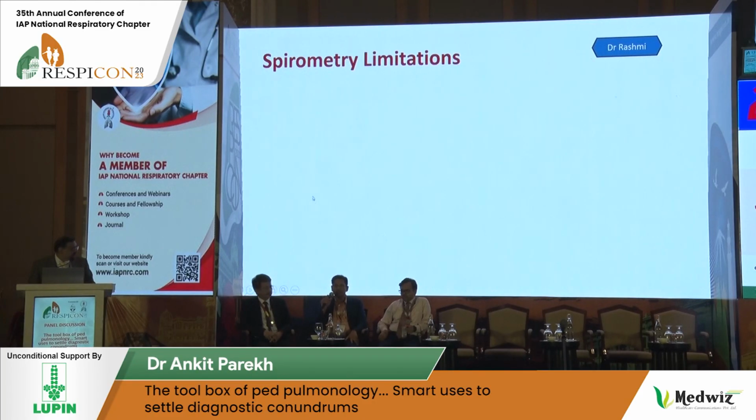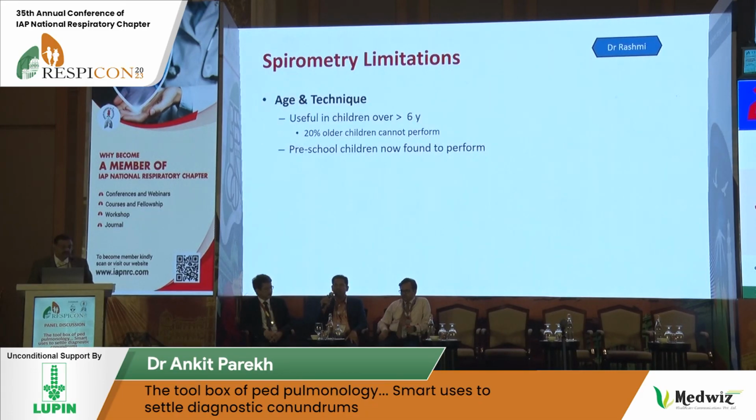If the child is small, he may not be able to do the spirometry. Spirometry is usually done in children who are more than 6 years because they can do it. But nowadays, even smaller children with good coaching can do it. Even with bigger children, though we think they can do it, we have seen that almost 10 to 20% of adolescents are not able to do the spirometry properly. Okay, so that is one important point.